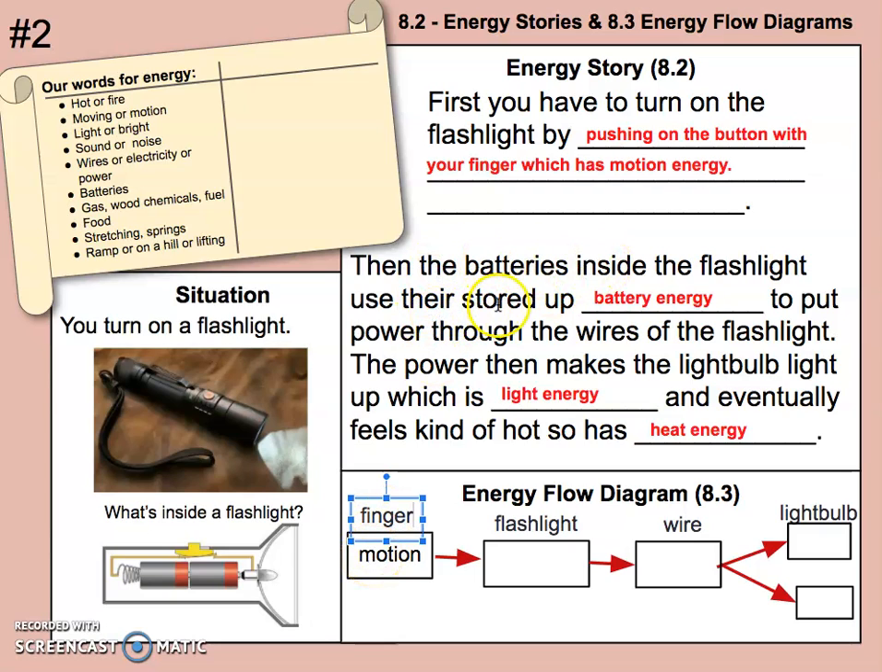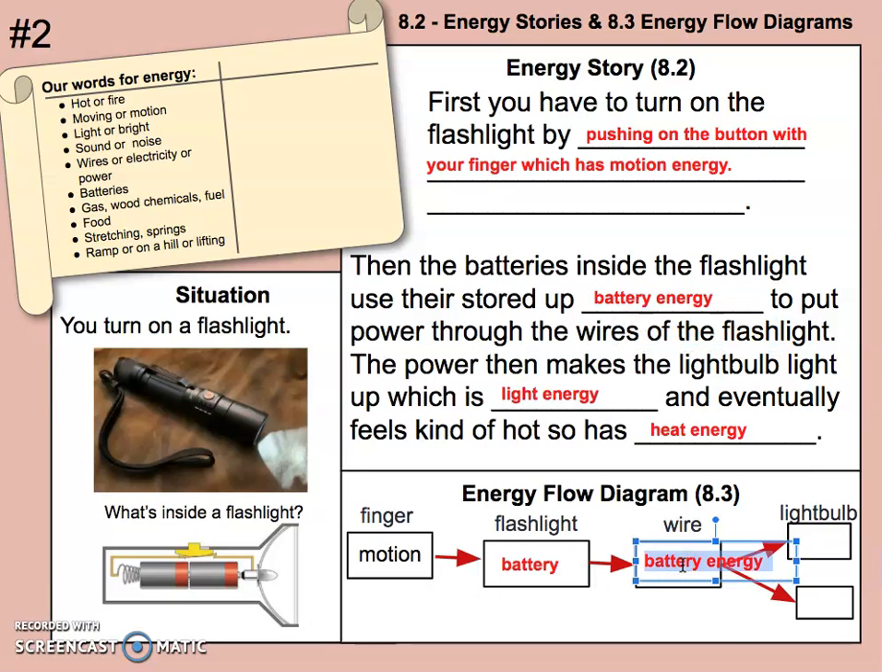Then the batteries inside the flashlight use their stored up battery energy. Okay, so then we go to the flashlight, which has battery energy. So I'm going to actually move this right here, and the word energy doesn't fit, so I'm just going to erase that. And the flashlight has batteries energy. Then I go along in my story to power through the wires of the flashlight, to put power through the wires. So then that's actually a type of energy. So I am going to say, okay, power, that's a type of energy in the wires.